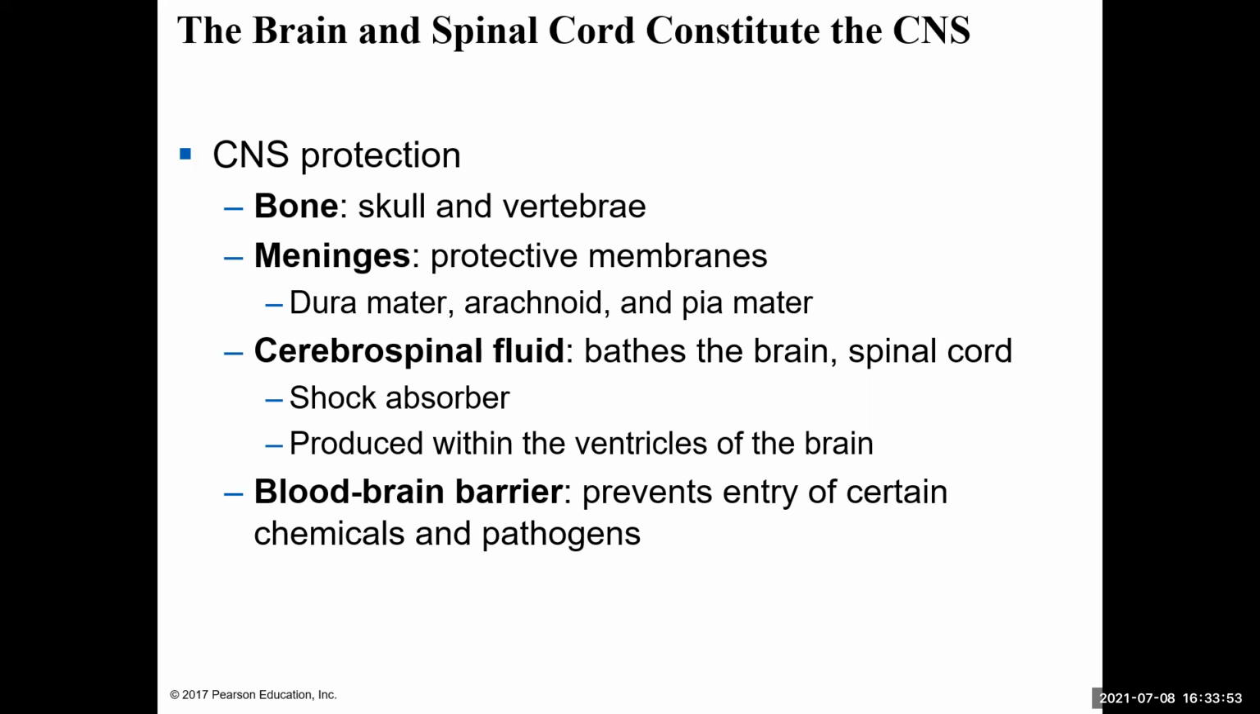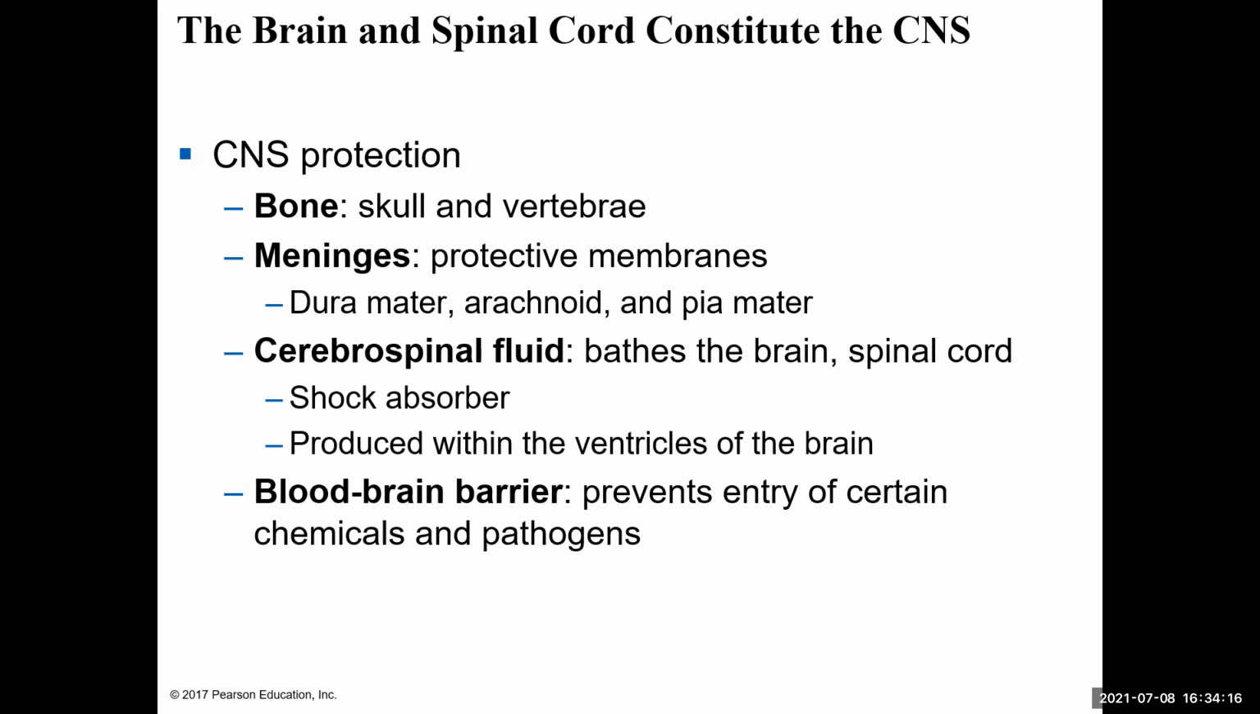Now, the brain and the spinal cord are also surrounded by some layers of membranes that are known as meninges. And we have three meninges, the dura mater, the arachnoid, and the pia mater, that again surround the brain and the spinal cord to serve as an extra layer of protection.